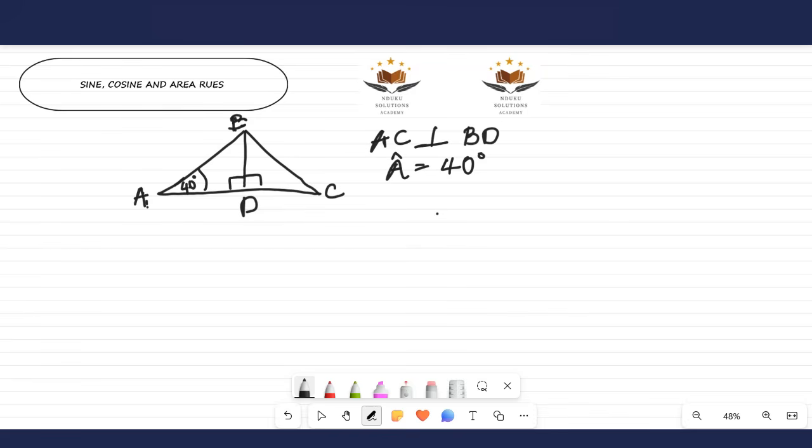And then let's say, for example, they would like us to find the length of BD. If you look at the diagram, this is BD.